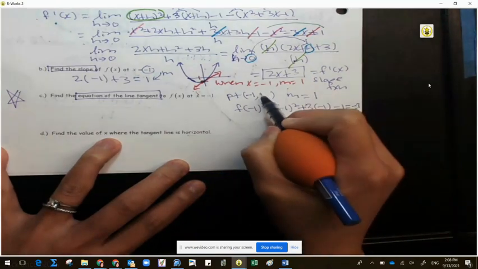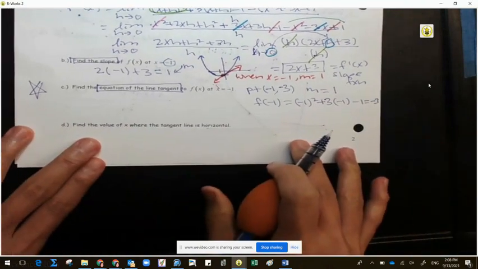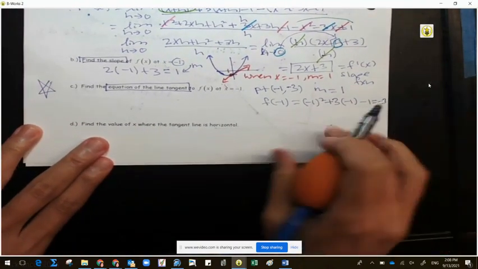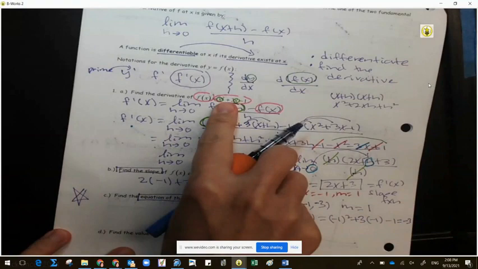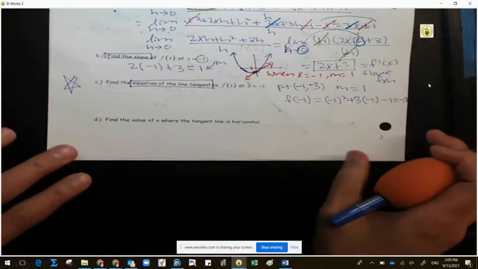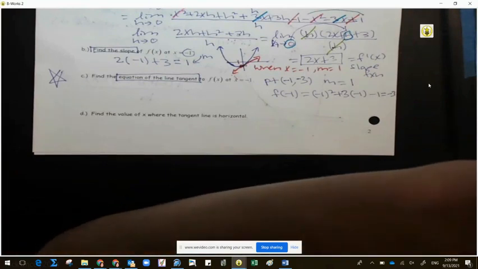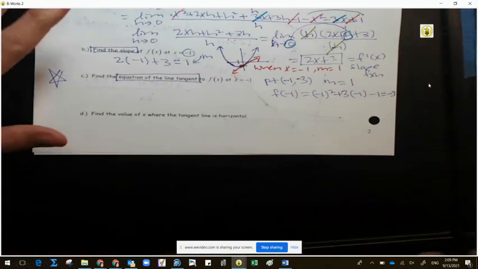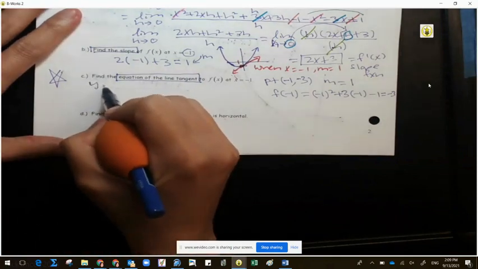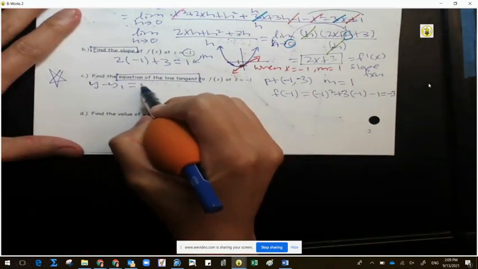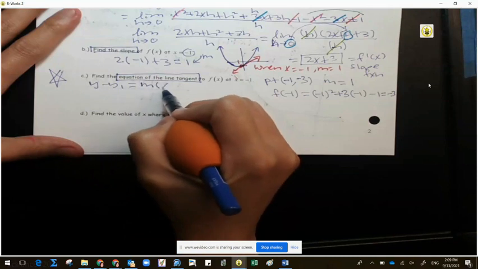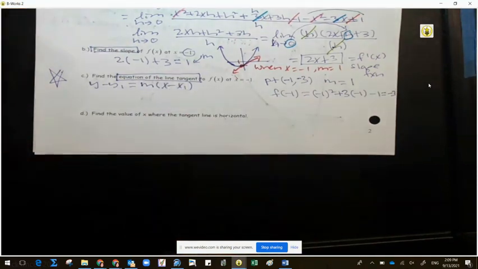Negative 3. So we know the y-coordinate is negative 3. It came from the given. Okay. All right. So let's think about Algebra 1. When your teacher gave you a slope and a point, what was the formula called? Point-slope formula. Very good. So it was y minus y1 is equal to what? M times x minus x1.